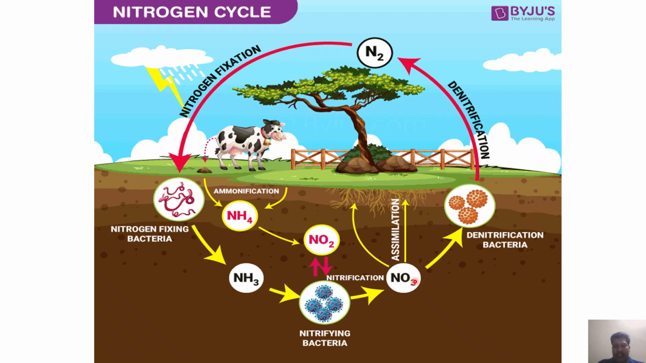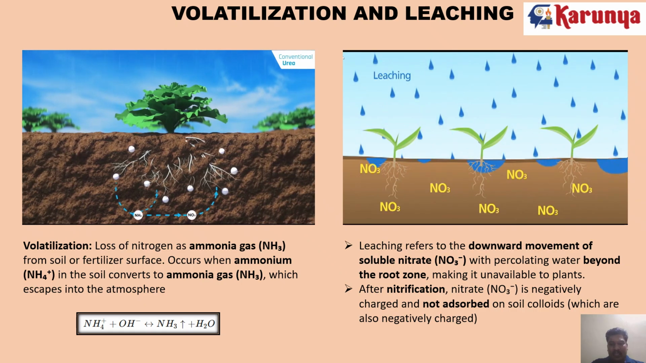From this nitrate, it again goes to elemental nitrogen by denitrifying bacteria. Then you can see here, I said the ammonium and nitrate are the only available forms, and the rest of the forms are unavailable. So this is the simplified diagram, and you can easily understand it.